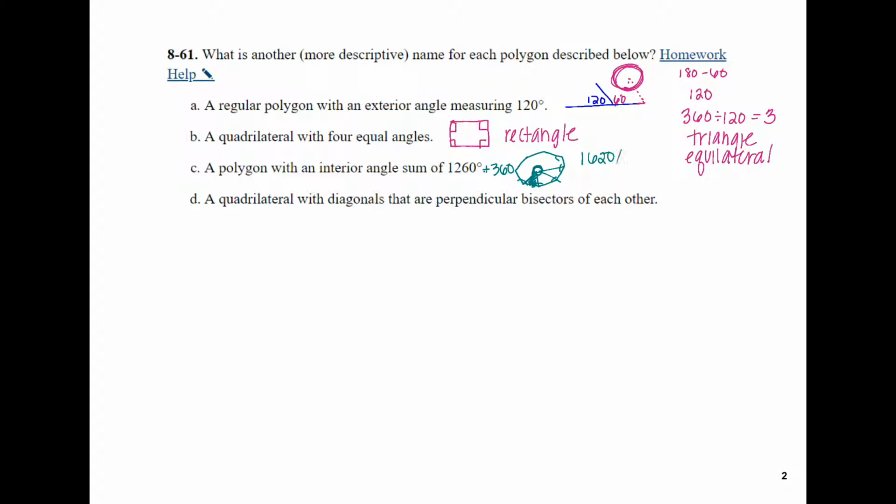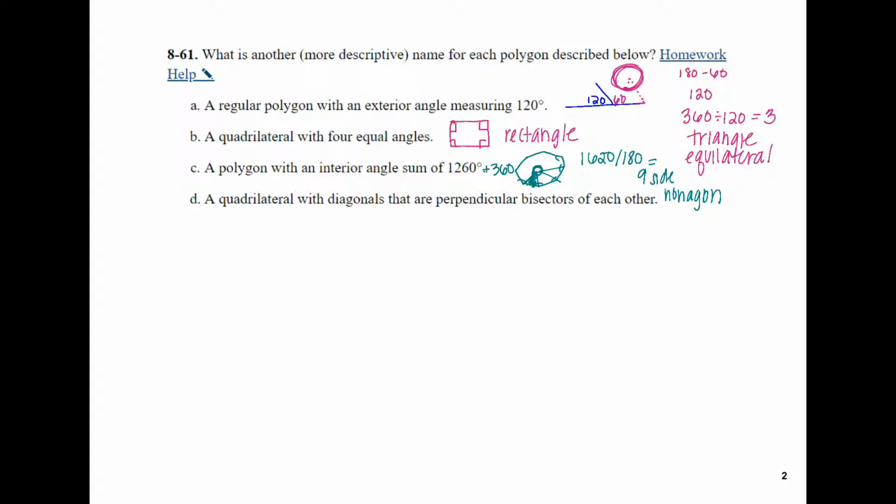So I know a triangle is 180 degrees. So when I divide by 180 degrees, I get that there would be 9 triangles. So it is a 9-sided shape, which is a nonagon.